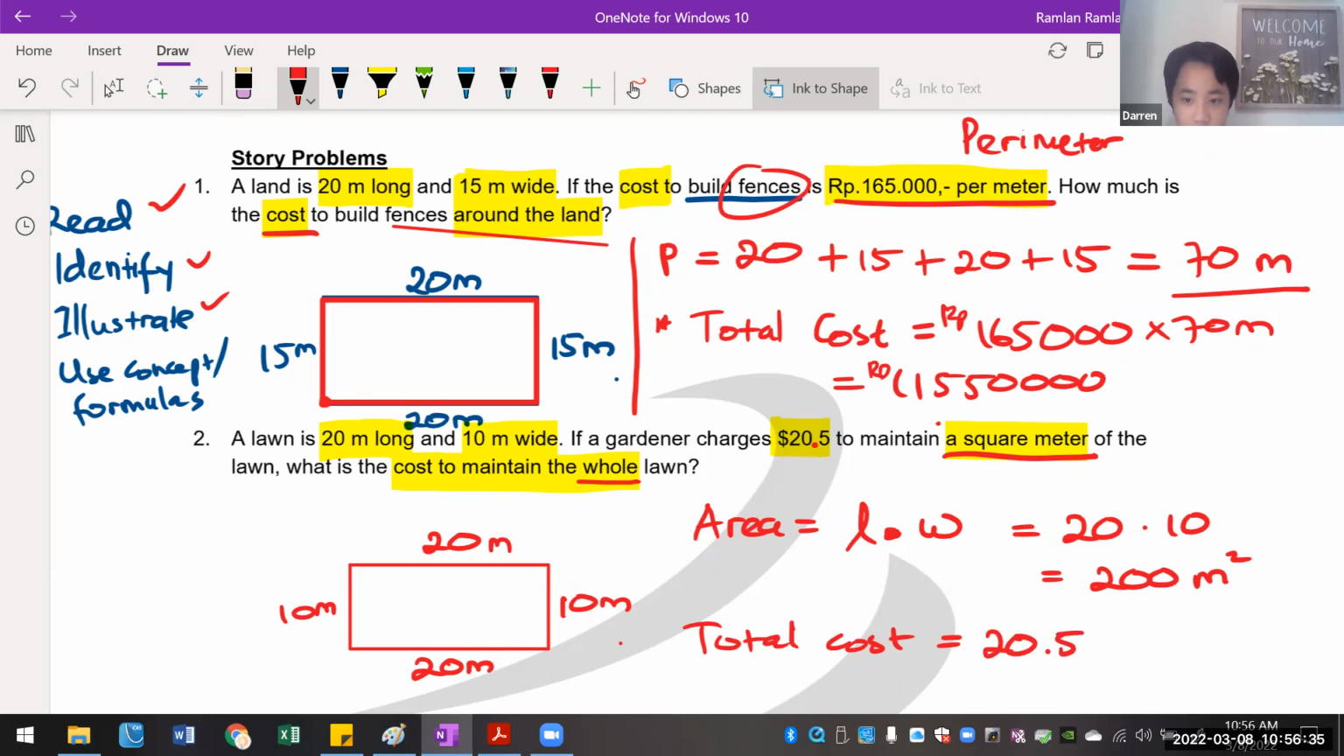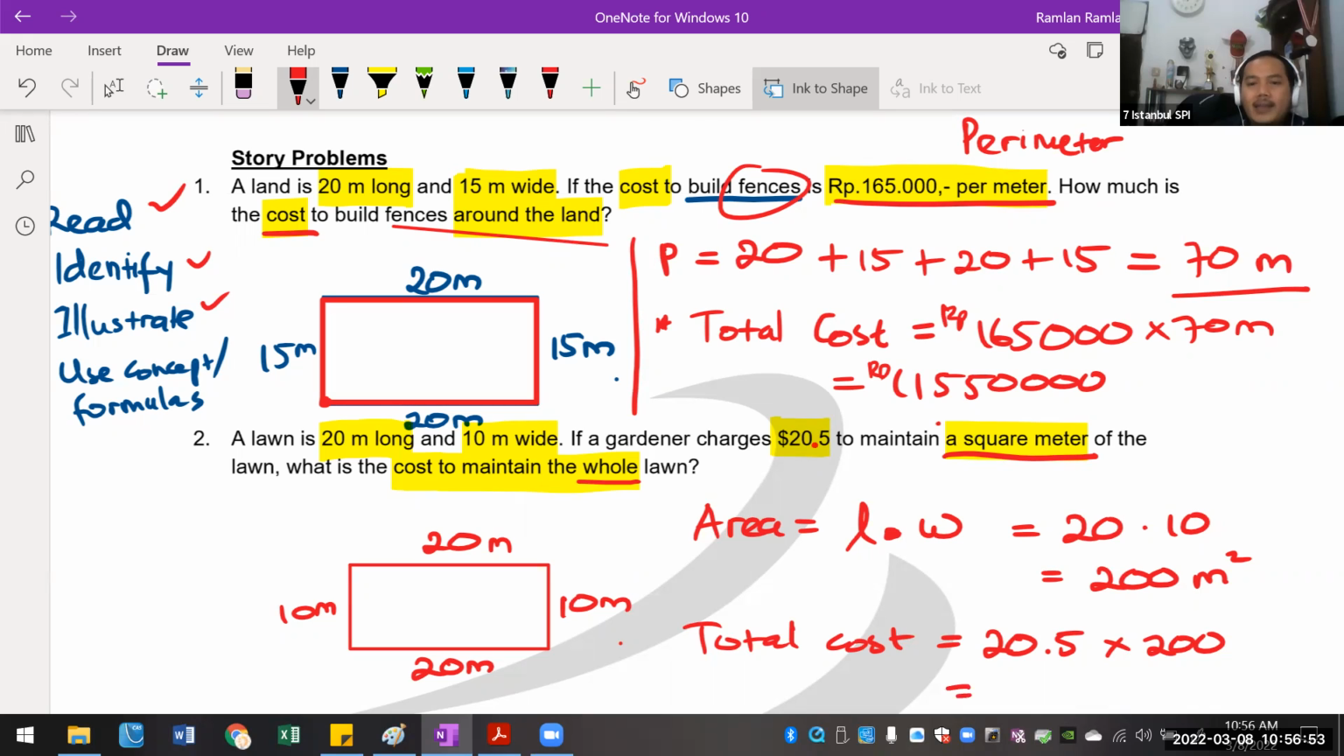20.5 times 200. Because we know that 1 meter costs 20.5, then for 200 meters we just multiply by 200, right? So the easiest way to do that, the total is 4,100,000, Pak. 4,100,000. That's a lot.